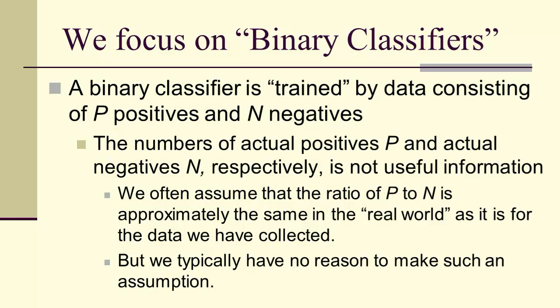So a binary classifier is trained by data. It's going to have p positives and n negatives: the number of actual positives p and the actual negatives n. This typically is not all that useful. We do often assume that the ratio of p to n is approximately the same in the real world as it is for the data we've collected, but typically we have no real reason to make such an assumption.